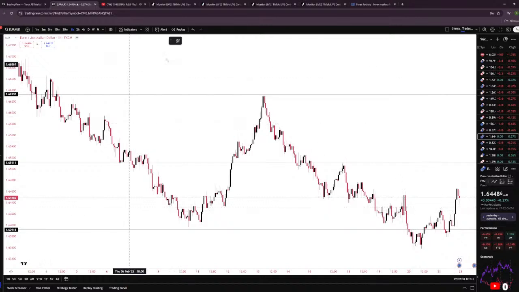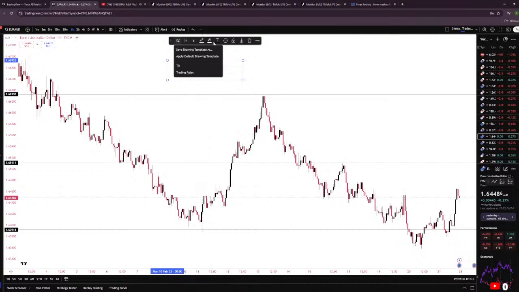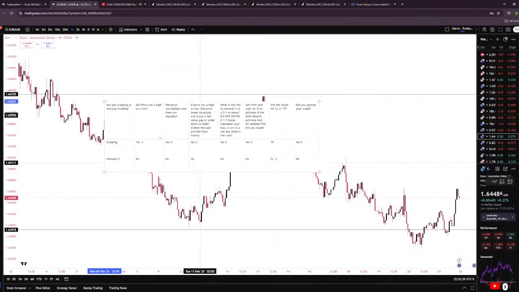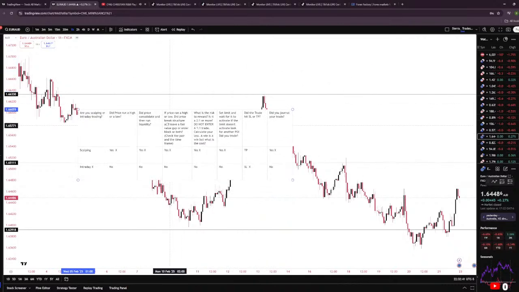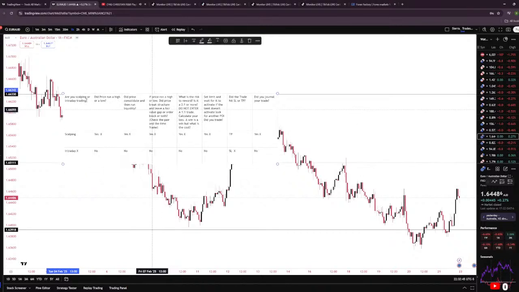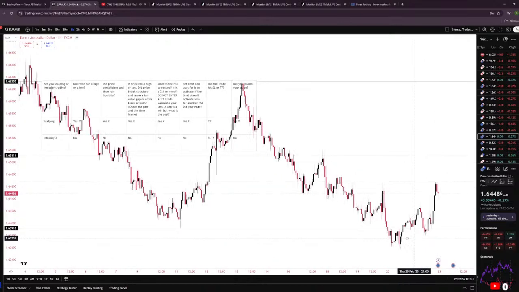Let's pull our table out. Alright. So, are we scalping or intraday trading? This will be an intraday trade because this was a weekly CRT markup. Did price run a low or a high? Price ran last week's low. It ran it right here.